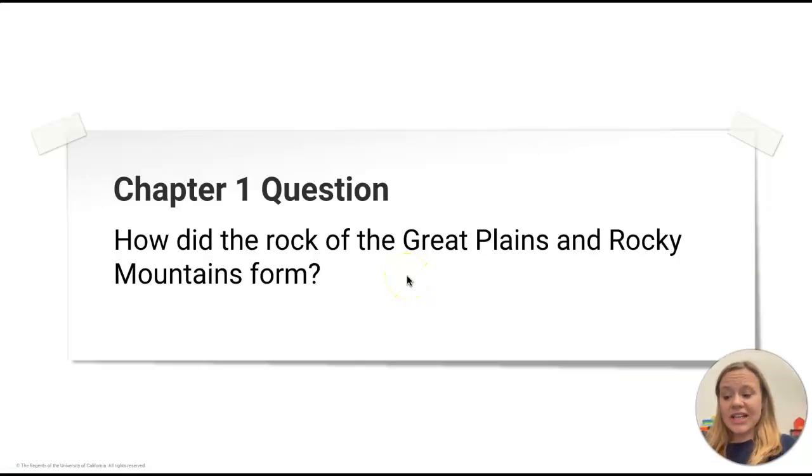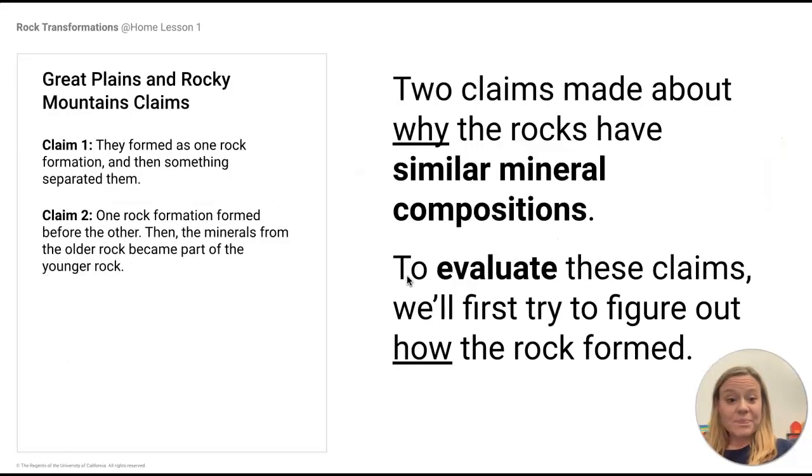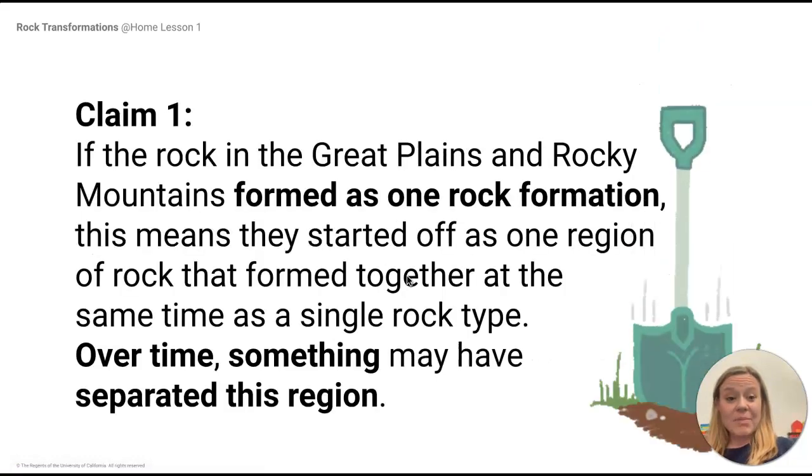So the first question in our unit is, how did the rocks of the Great Plains and the Rocky Mountains form? Before we can really learn about these hand samples and what they're made up of, we have to figure out how they formed in and of themselves. So the two claims that we heard at the end of that video, we are going to evaluate in just a moment.